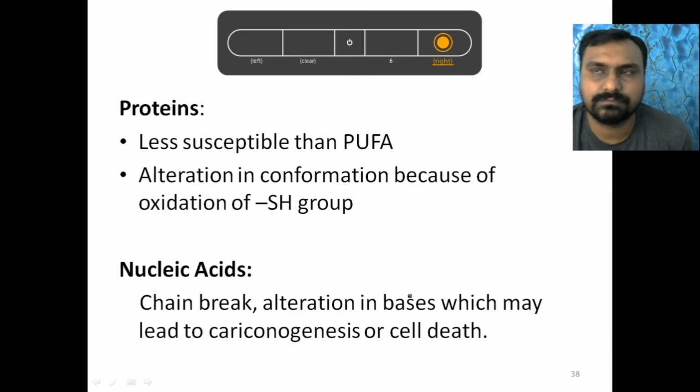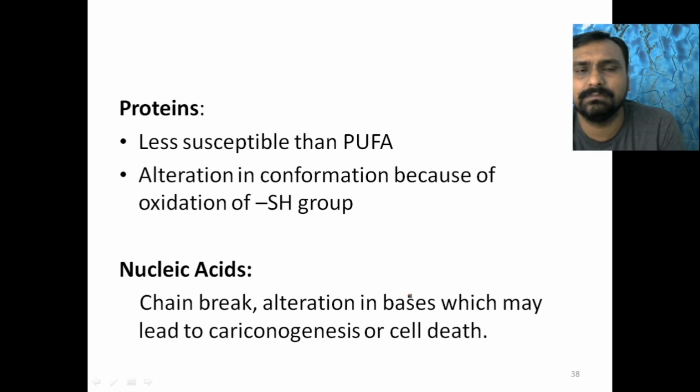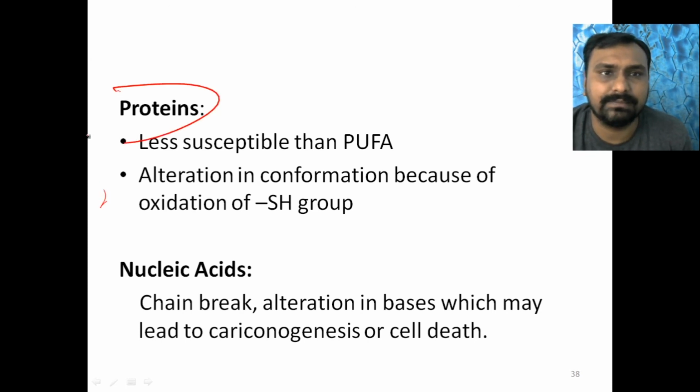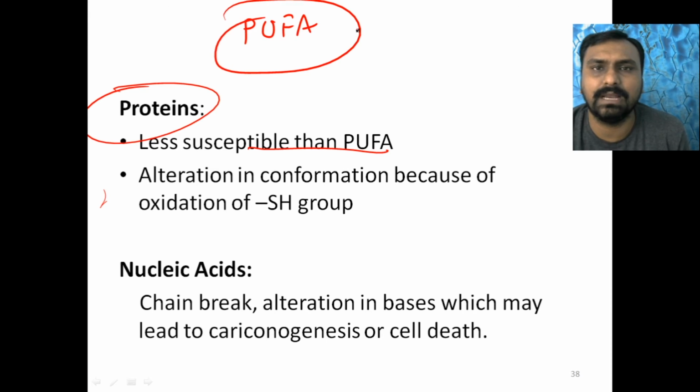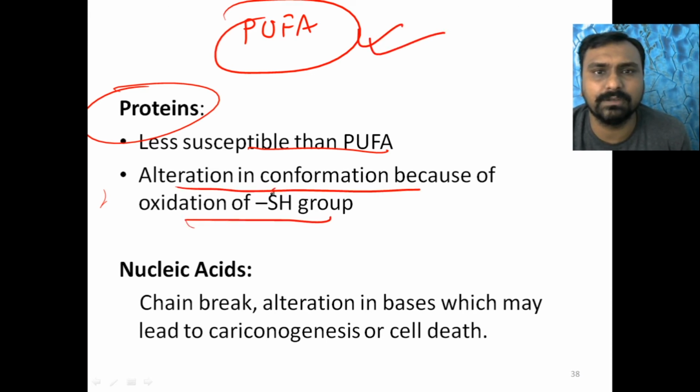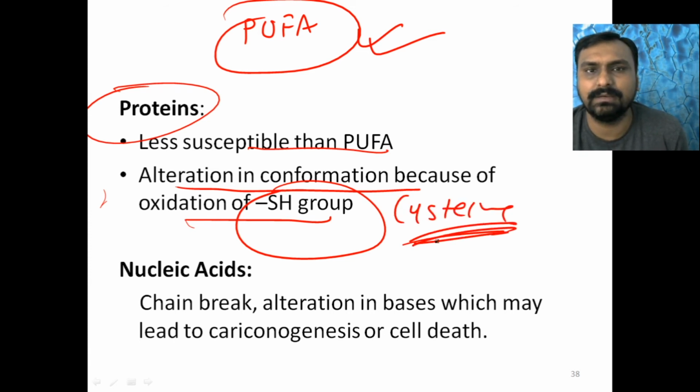So ultimately, lipid peroxidation, because of the free radical, will damage the polyunsaturated fatty acids present in the cell membrane and form more free radicals. Then proteins, as such, are less susceptible than the polyunsaturated fatty acids. Lipids in the form of polyunsaturated fatty acids are the most susceptible, but proteins can alter in conformation because of the oxidation of the SH group. The SH group is present in cysteine. So proteins which contain sulfur-containing amino acids like cysteine are more easily oxidized by the free radical.